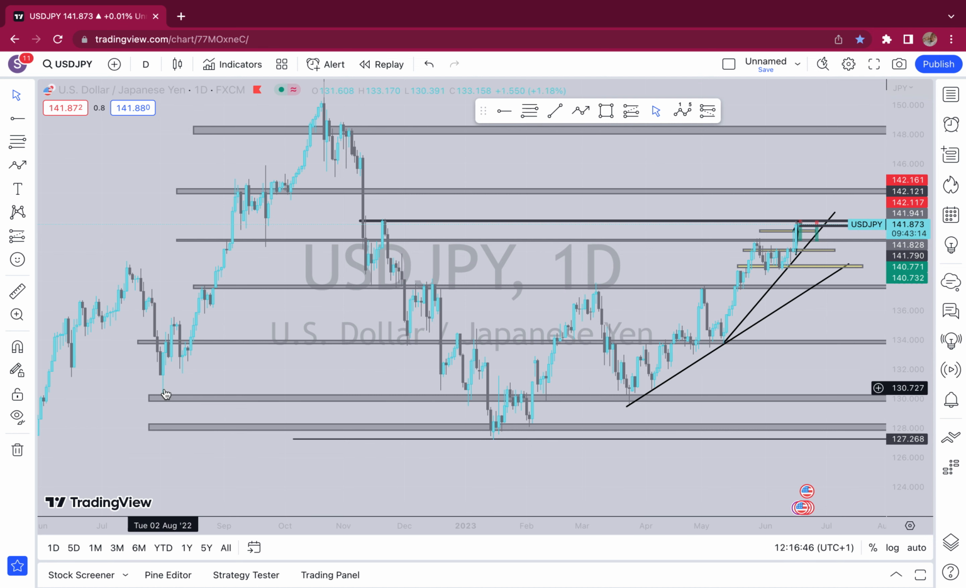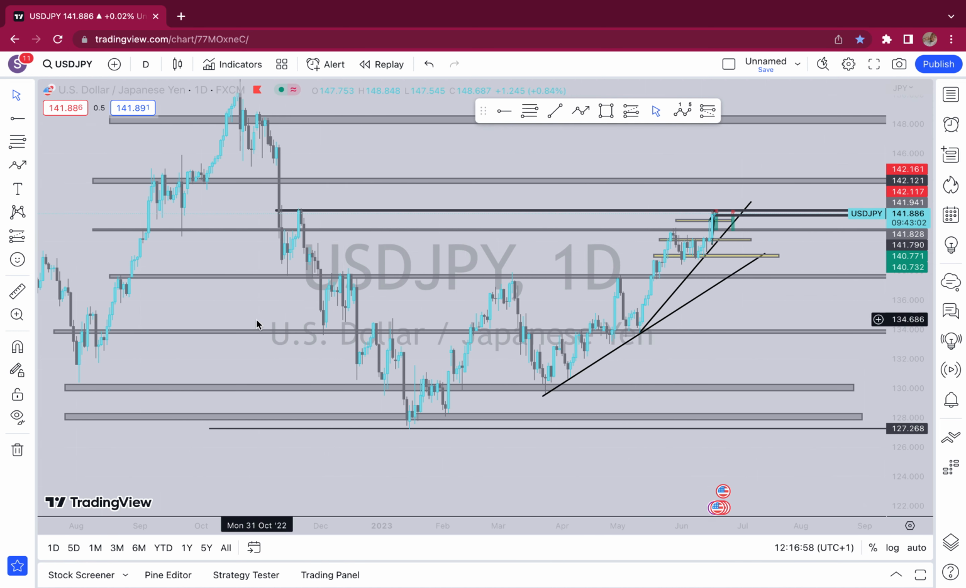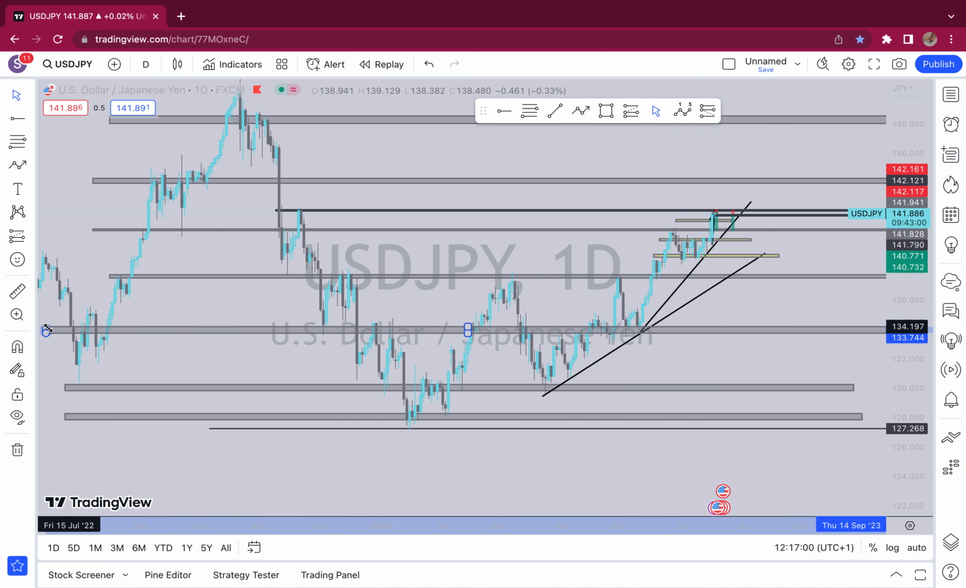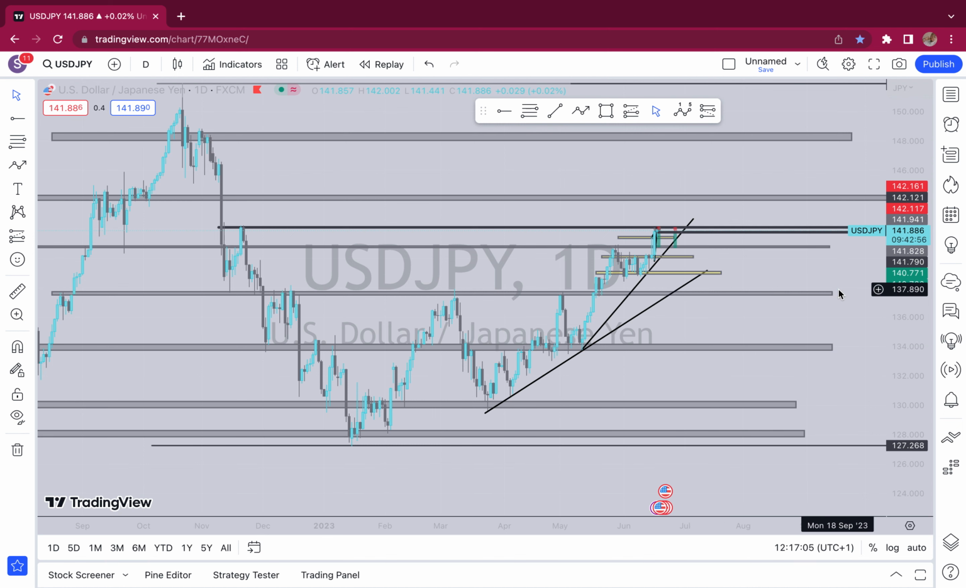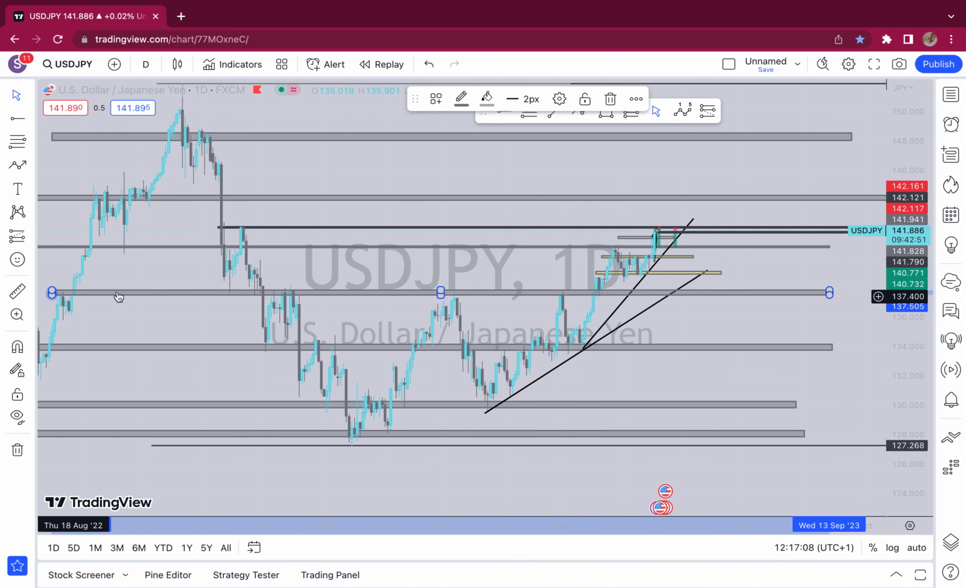Here too, a pick, rejection, rejection, like four times, and here too, two times, hoping that when market comes back, there will be a reaction from there. Here too, if you look clearly, market rejected, tested here, came back a couple of times, the same thing.